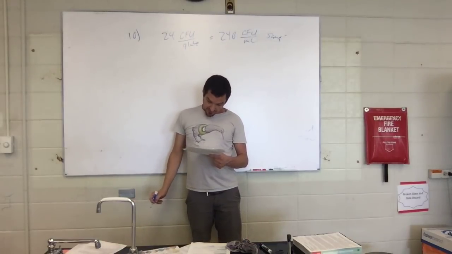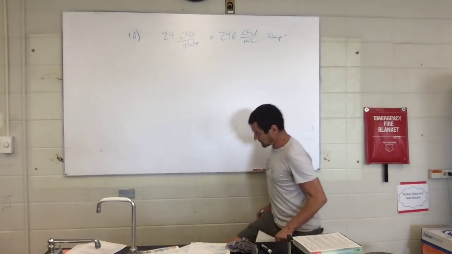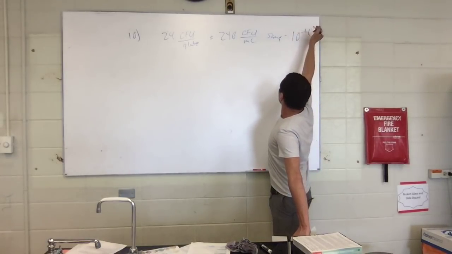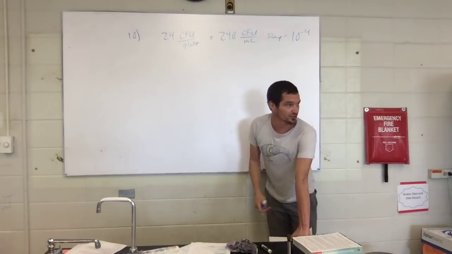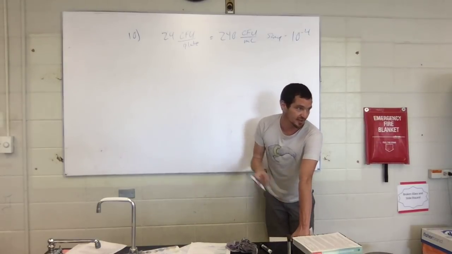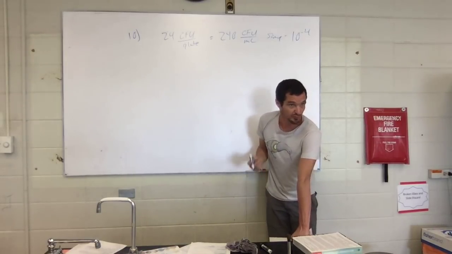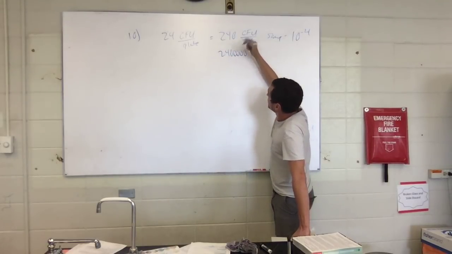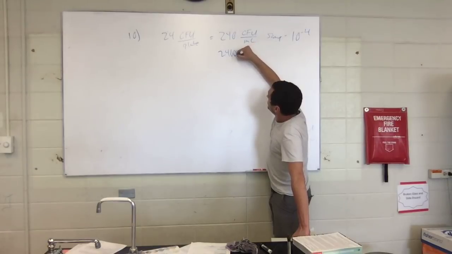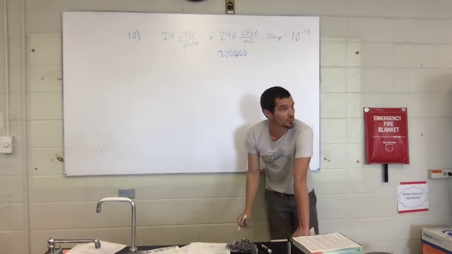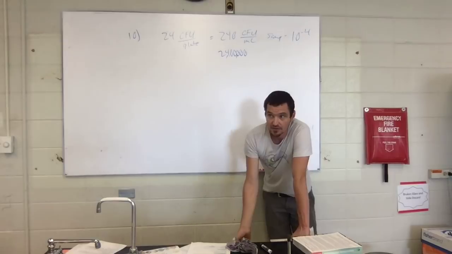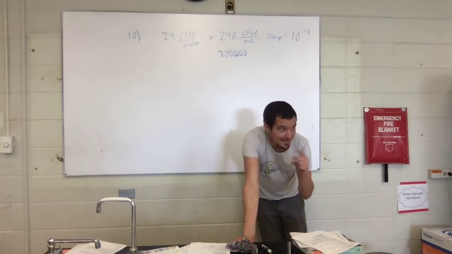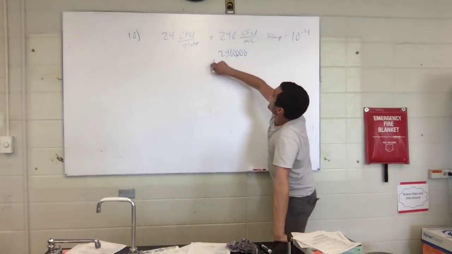And the sample, it says, was a 10 to the negative 4th dilution. So to correct for a 10 to the negative 4th dilution, we have to multiply both sides by 10 to the 4th and move the decimal point over 4 spots. So I would say 240, 1, 2, 3, 4, and it would be 2.4 times 10 to the 6th, or 2,400,000.